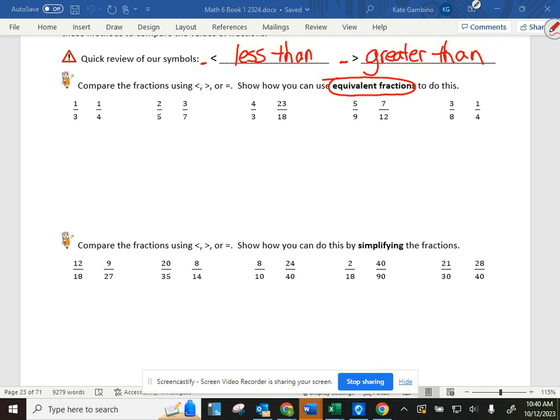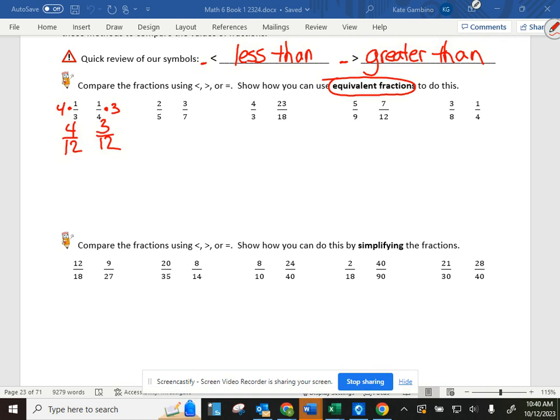So if I look at 3 and 4, what might my common denominator be? 12. So to go from 3 to 12, I need to multiply by 4. So whatever I do to my denominator, I do to my numerator. 1 times 4 is 4. To go from 4 to 12, I'm multiplying by 3. 4 times 3 is 12. So 1 times 3 is 3.